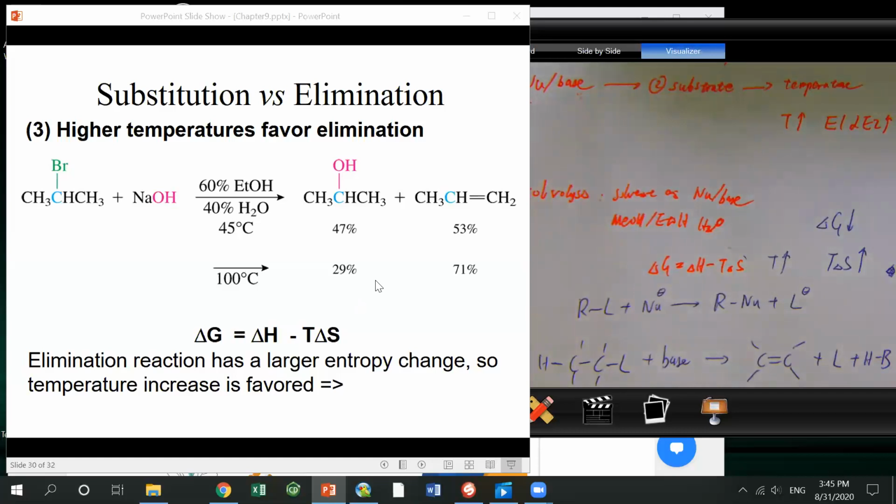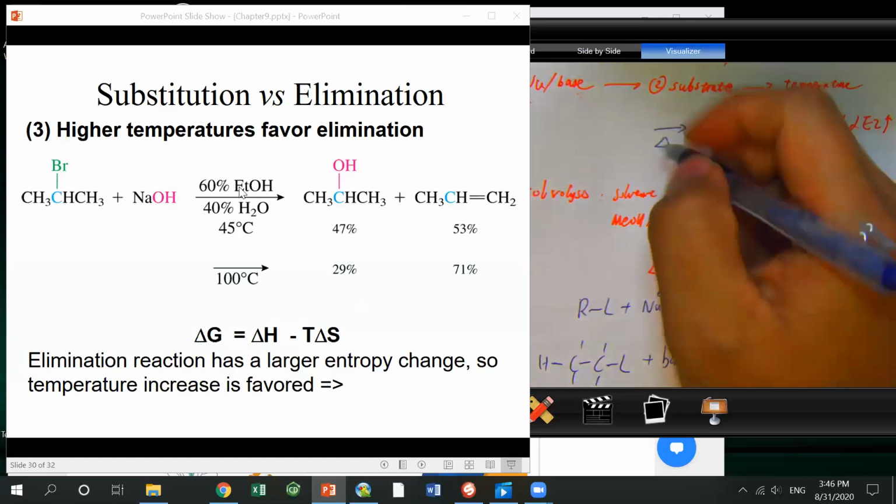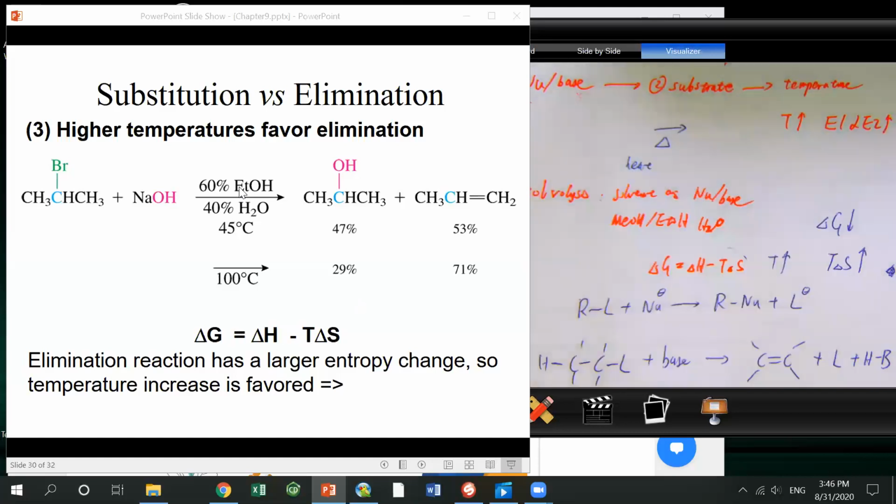For you guys, just remember: if I show higher temperature, sometimes I show it with a triangle, which means heat. That means you have to consider drawing the elimination product. Keep that in mind. There's one example shown here: at 45 degrees you see elimination and substitution products almost 1 to 1, but once you increase the temperature to 100 degrees, the elimination product becomes the major product.